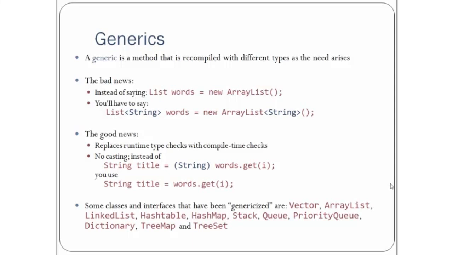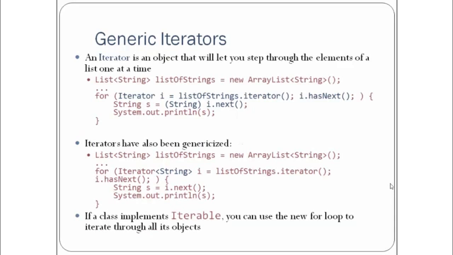Okay. Some of the classes and interfaces that have been genericized are Vector, ArrayList, LinkedList, Hashtable, HashMap, Stack, Queue, PriorityQueue, Dictionary, TreeMap, and TreeSet. Fine. Now, let's see what are generic iterators. An iterator is an object that will let you step through the elements of the list one at a time. List<String> listOfStrings = new ArrayList<String>(); for (Iterator i = listOfStrings.iterator(); i.hasNext();).